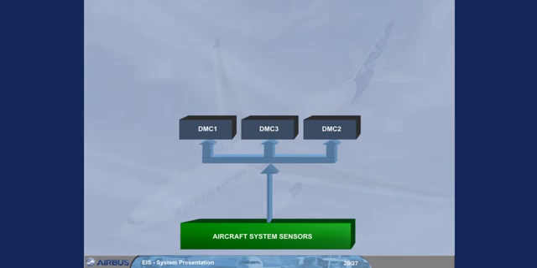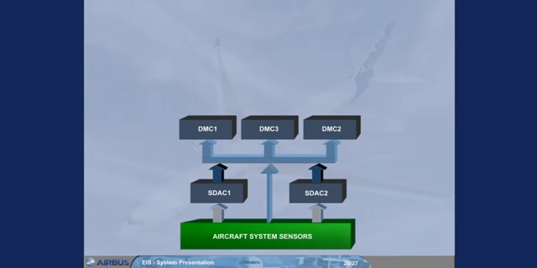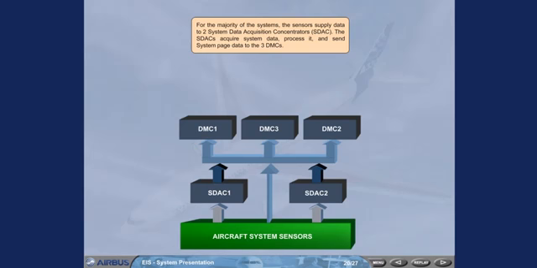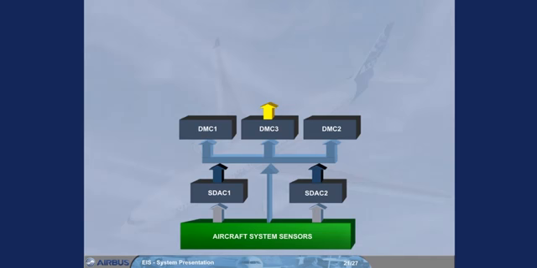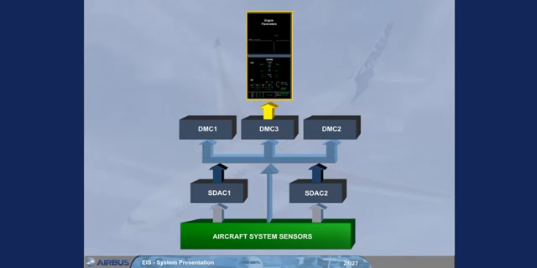For the majority of the systems, the sensors supply data to two System Data Acquisition Concentrators, SDAC. The SDACs acquire system data, process it, and send system page data to the three display management computers. Normally, DMC-3 supplies the ECAM system, and DMC-1 and 2 are available as backup.